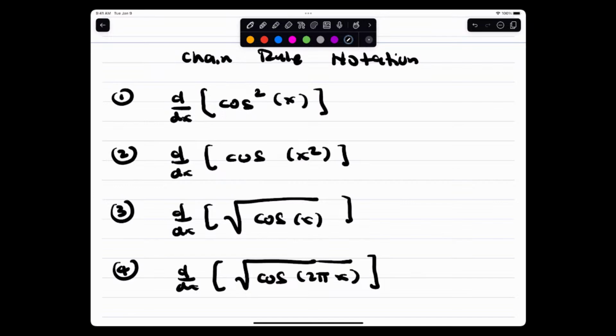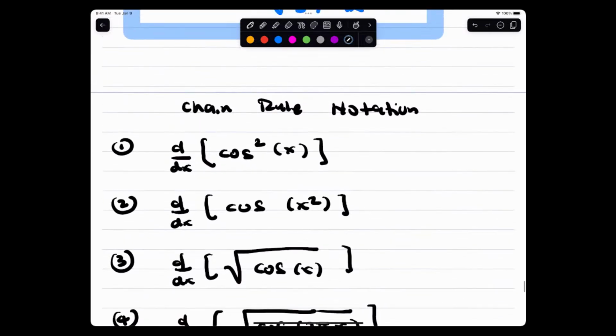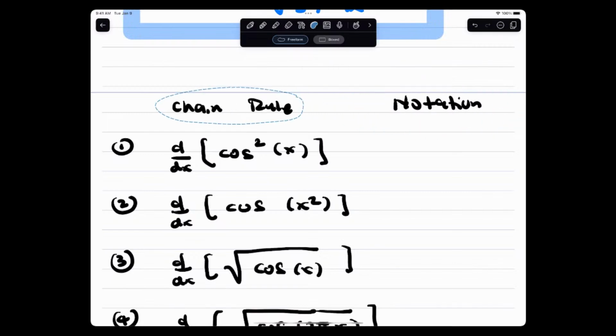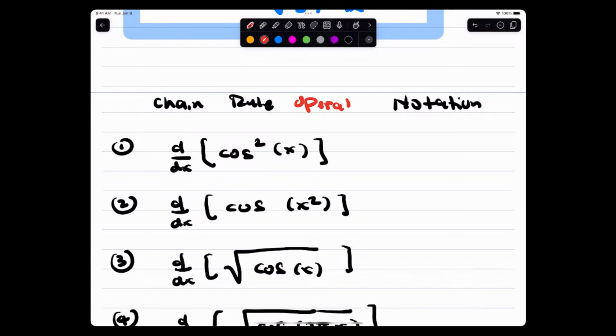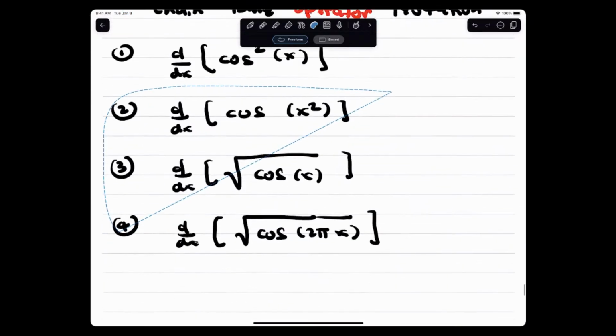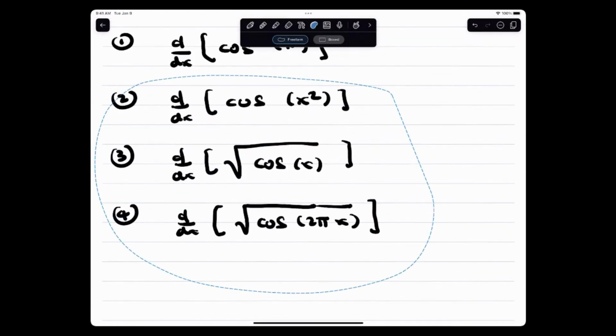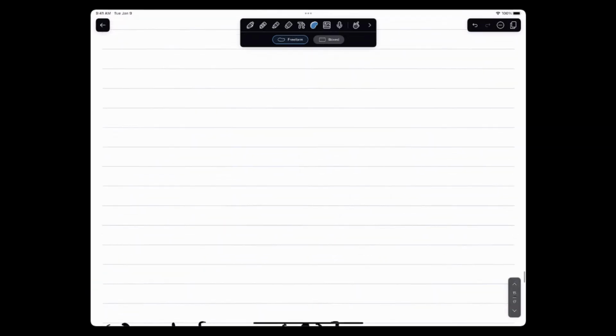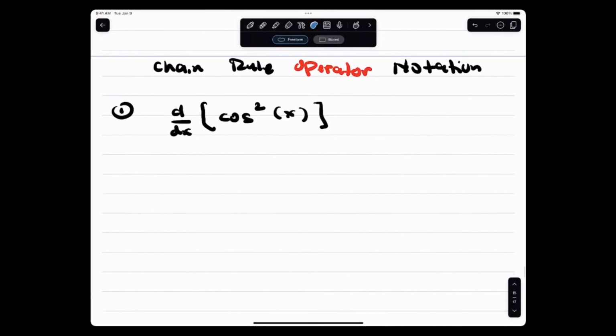Okay. So this is chain rule, and I should say with notation, but yes, it's notation. Let's be more specific. What kind of notation is this? Operator notation. Okay. All right, now let's see if you guys know what we're talking about with this. I know they're all cosine, but you can compare and contrast these situations here.